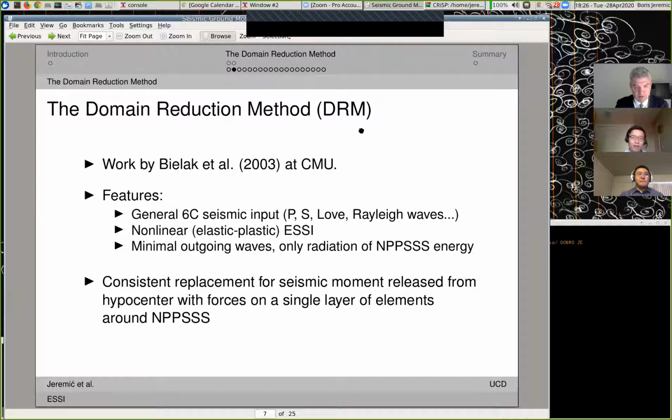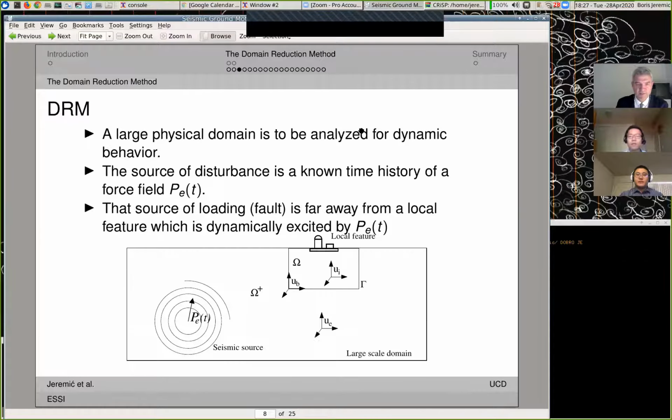The method consistently replaces seismic moments coming from the hypocenter with a set of forces on a single layer of elements that surround the soil-structure system of interest. Very ingenious method. You'll see in a second.